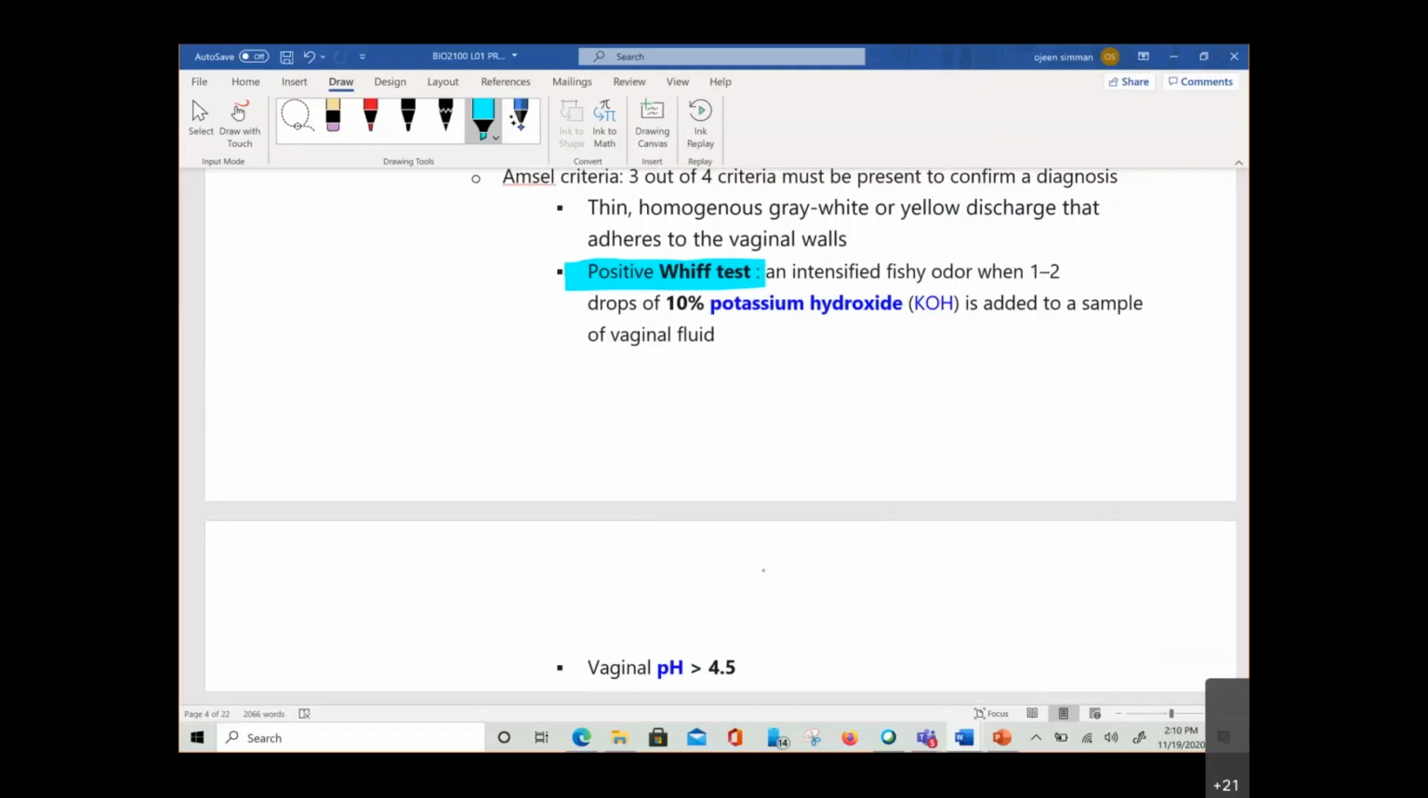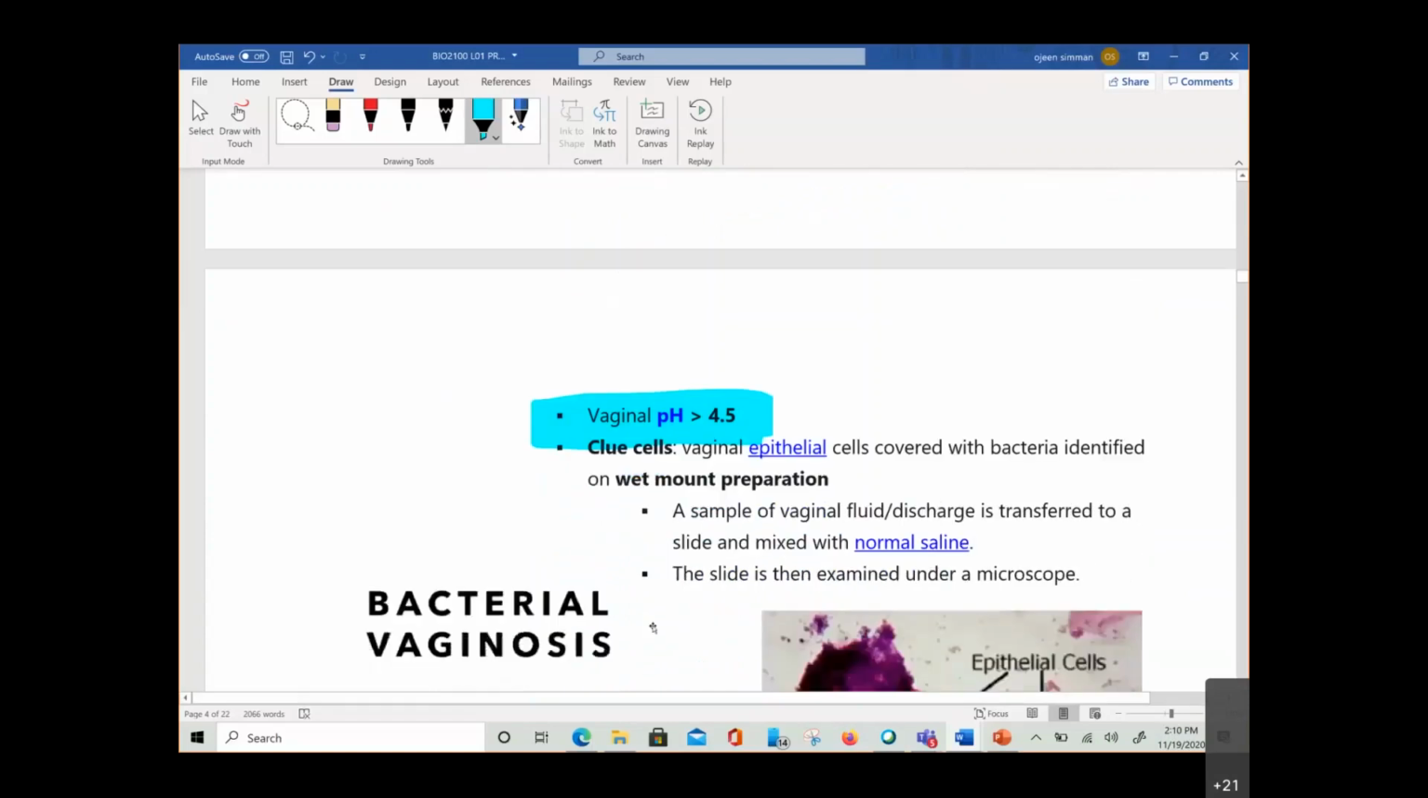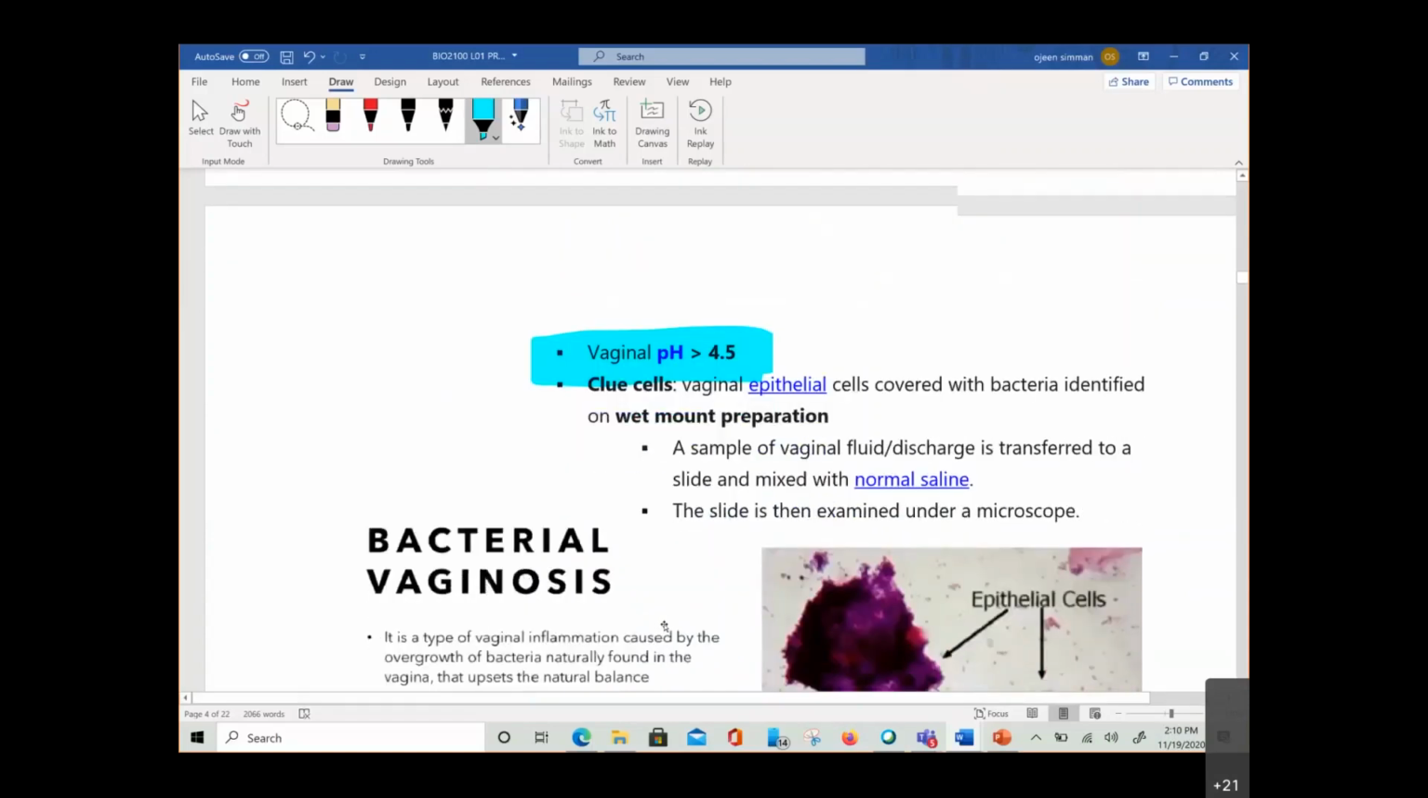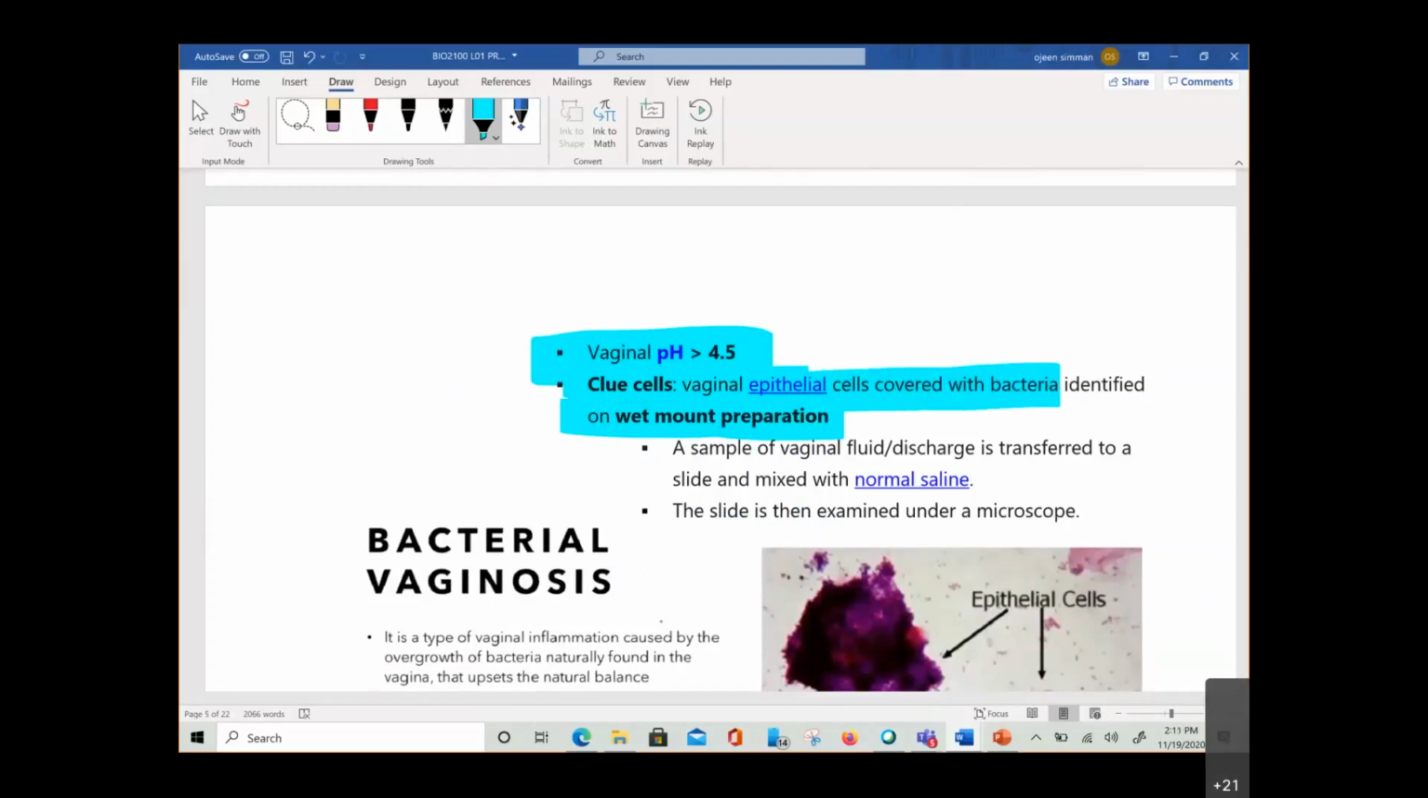So a positive whiff test is indicative of bacterial vaginosis. Another one is that the vaginal pH is more than 4.5. You also see clue cells on a wet mount preparation. Clue cells are basically vaginal epithelial cells that are covered with the bacteria.